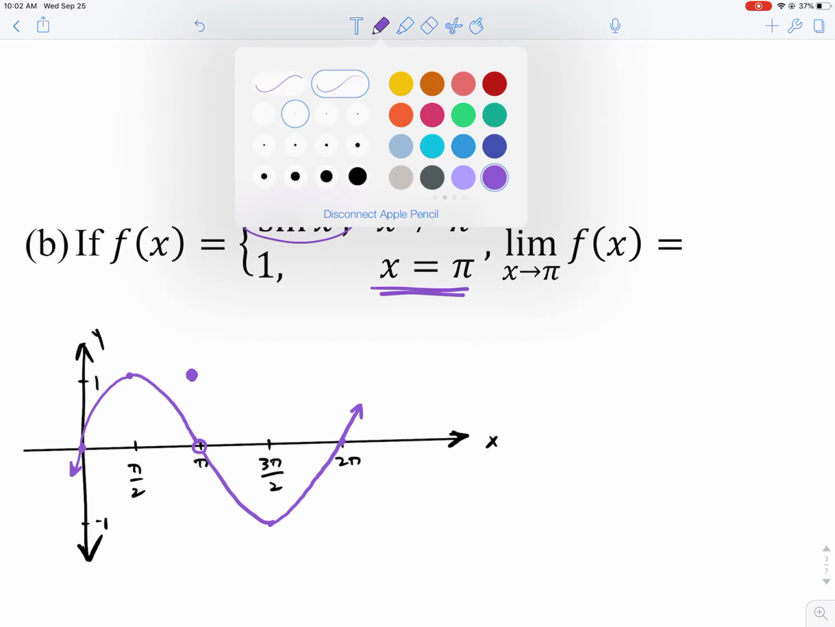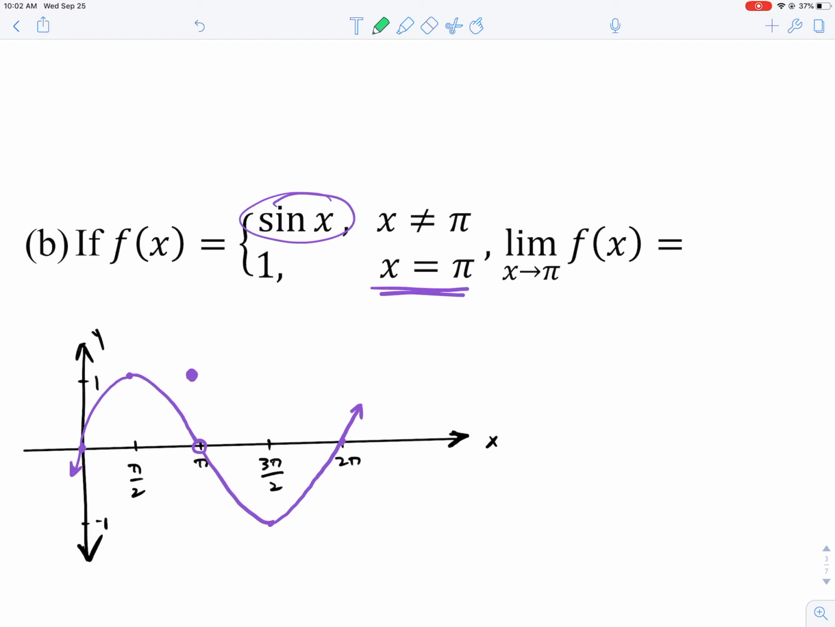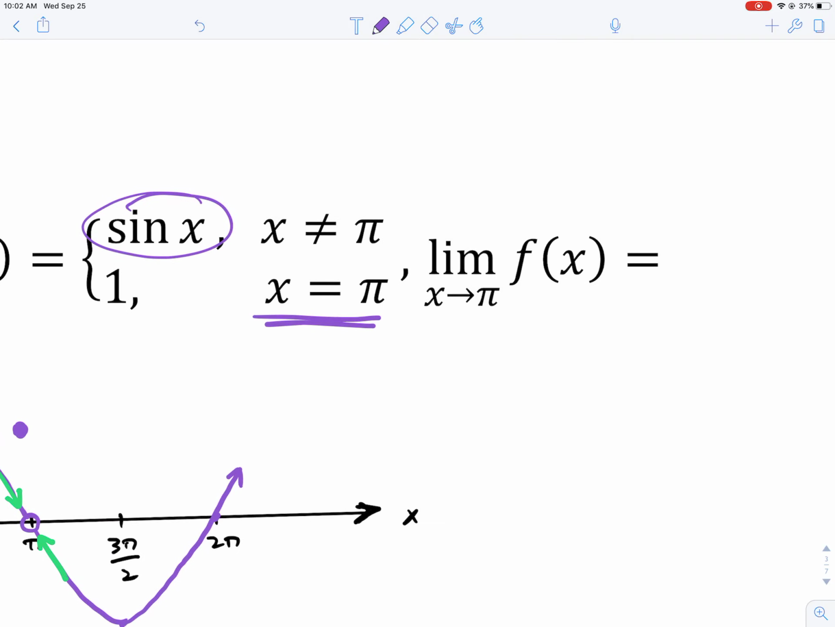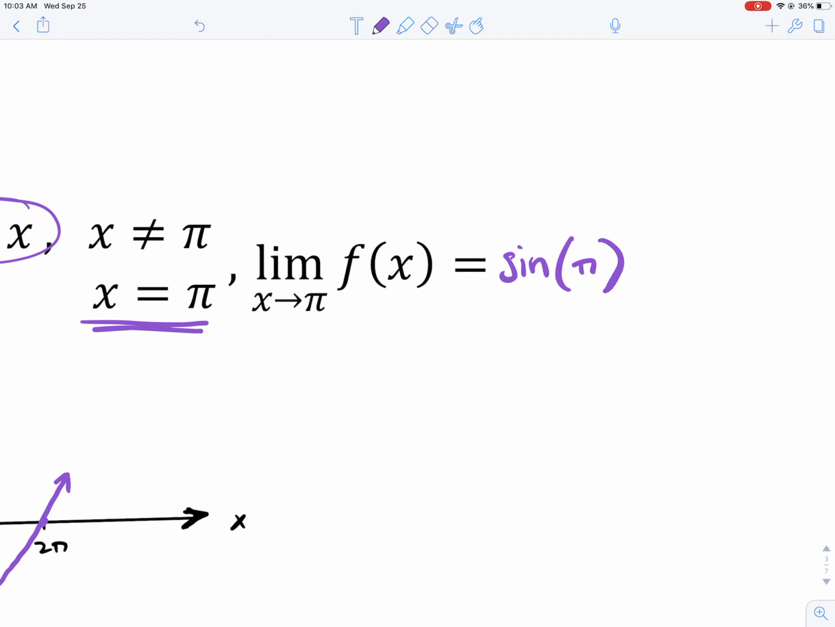Okay, so we can see that as x approaches pi from the left and from the right, it looks like the function is approaching 0. Meaning, since the function is going to look like sine of x everywhere except for at that one x value that we're taking the limit as x is approaching, we can actually just use direct substitution and substitute pi into that first piece, and that'll give us 0.